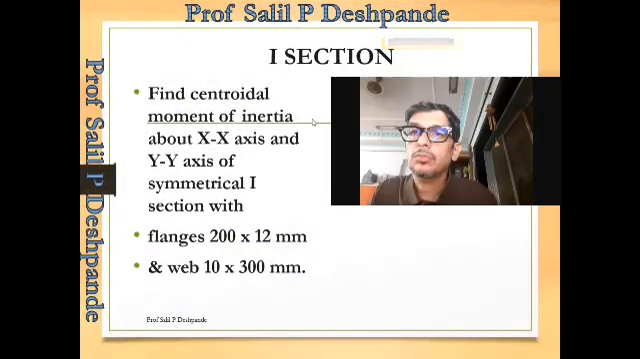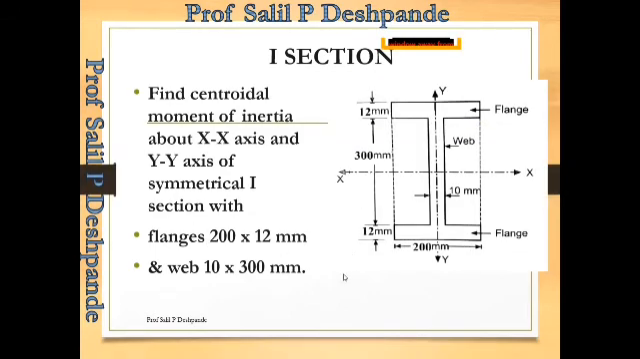Find centroidal moment of inertia about x-x axis and y-y axis for symmetrical I section with flanges top and bottom 200 into 12, web 10 into 300. So now both the flanges are same. So this is the figure. Both the flanges are same, and then in between you have the web. Now we have to do the calculation for the symmetrical I section.